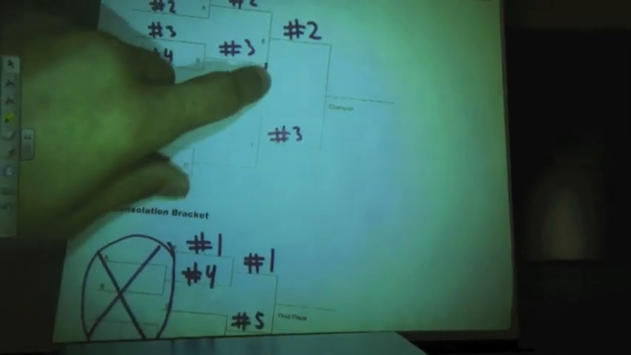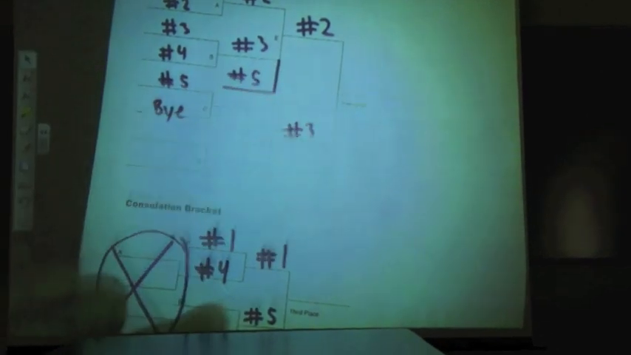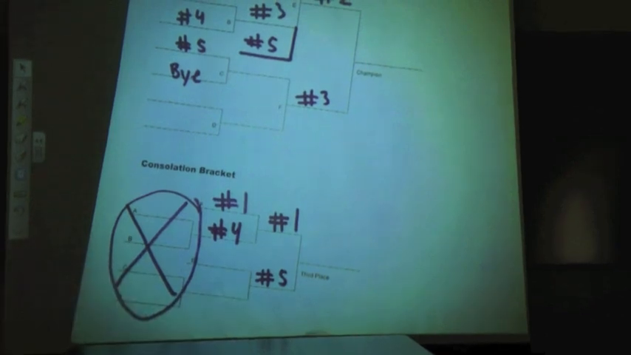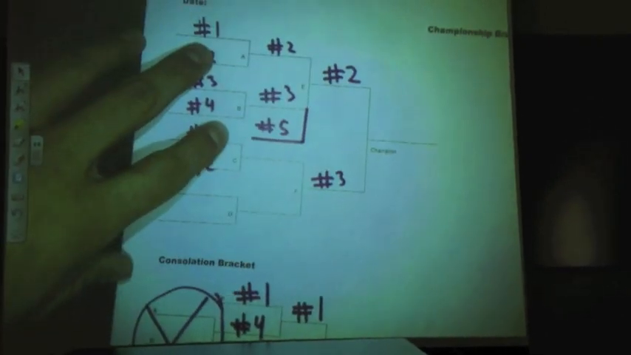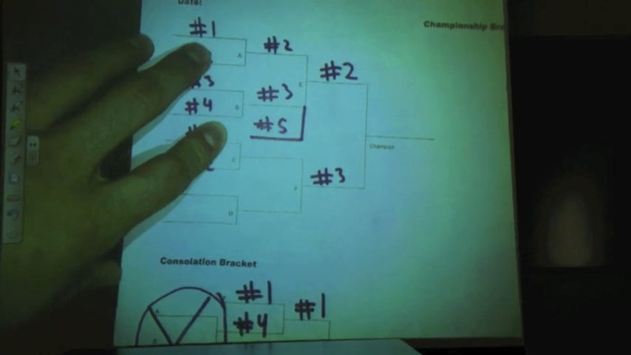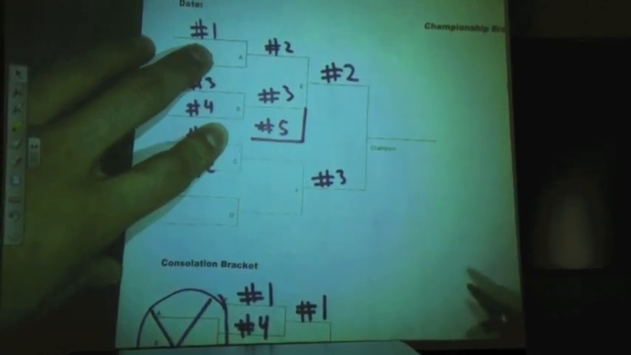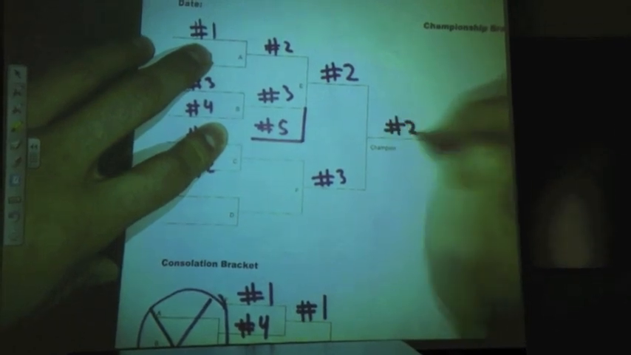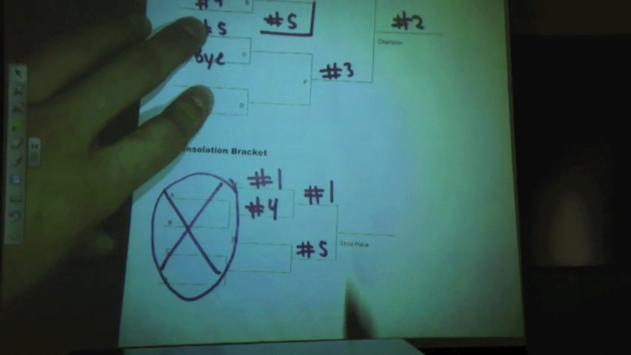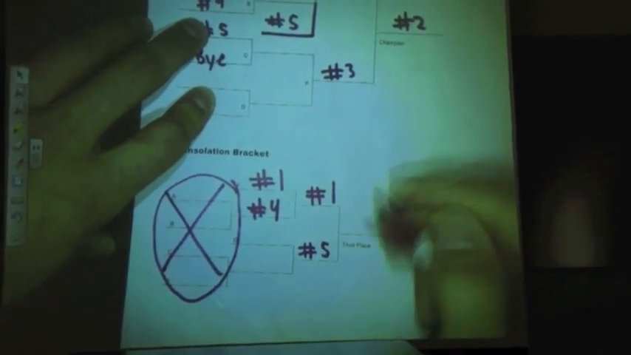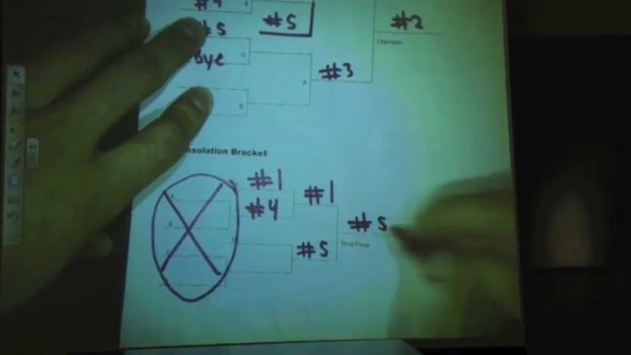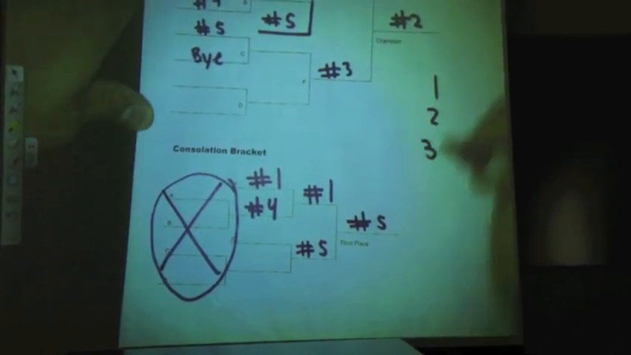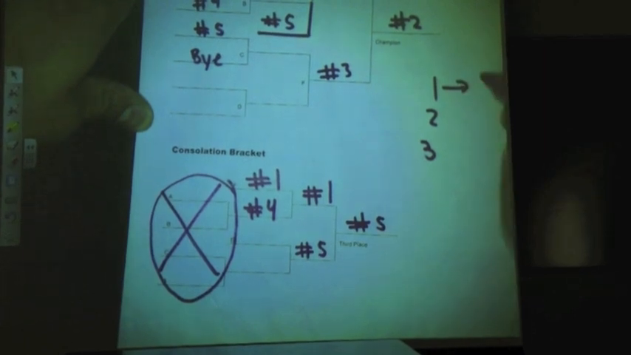Right here, this is called the championship finals. And this is called the consolation finals down here. The winner of the consolation finals will win 3rd place, while the winner of the championship finals will be the champion of the entire division, will win 1st place. So number 2 and number 3, say number 2 wins. And right here, out of number 1 and number 5, let's say number 5 pulls off the victory.